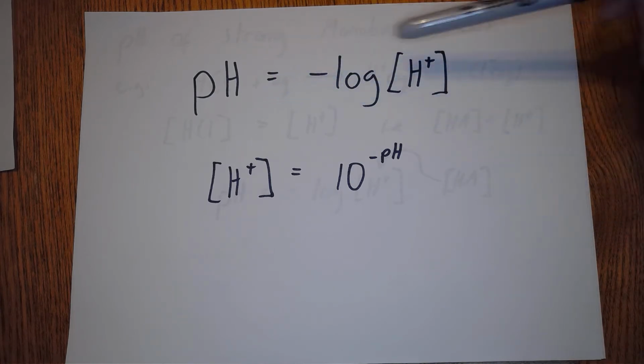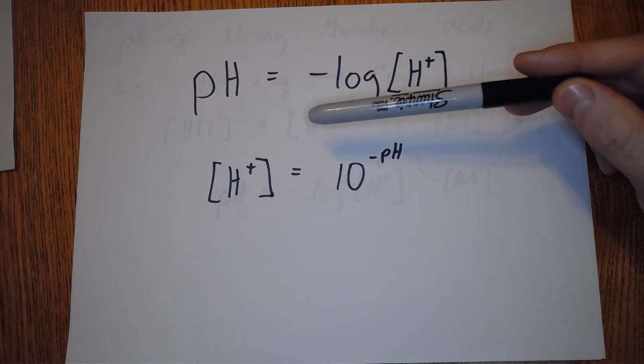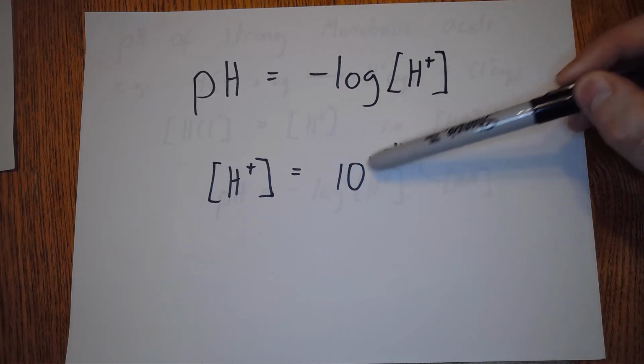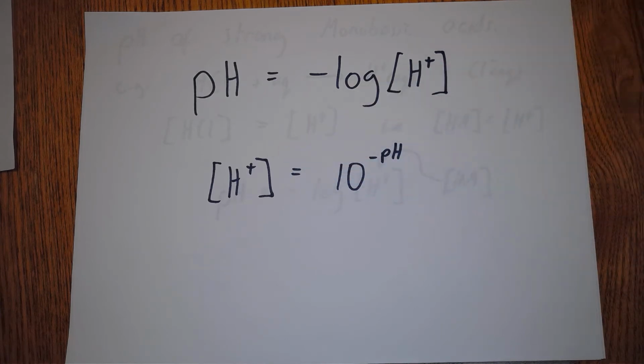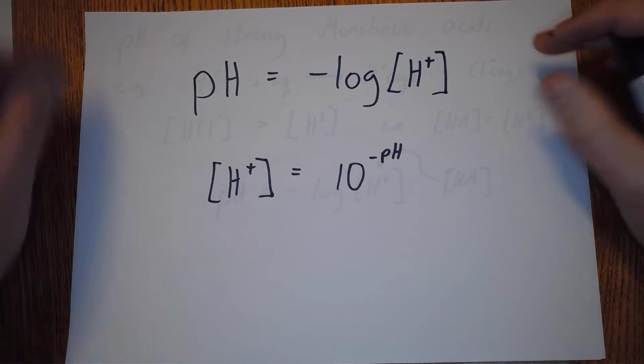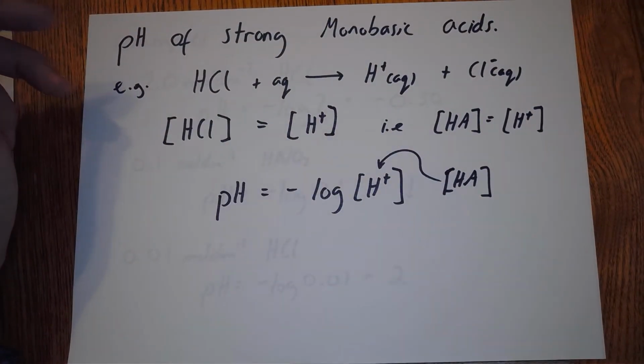So if you know the H+ concentration, you minus log it, you get the pH. You can reverse that as well. If you know the pH, 10 to the power of the minus pH gives you the H+, which can be useful as well to work out concentrations. So let's have a look at how this works.